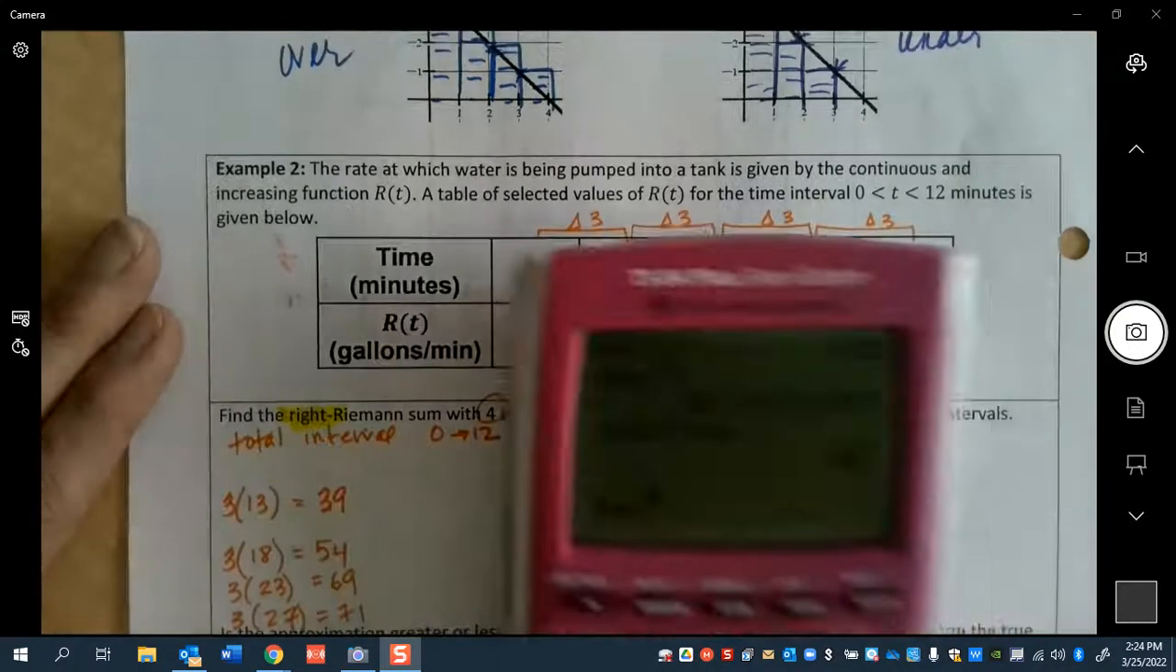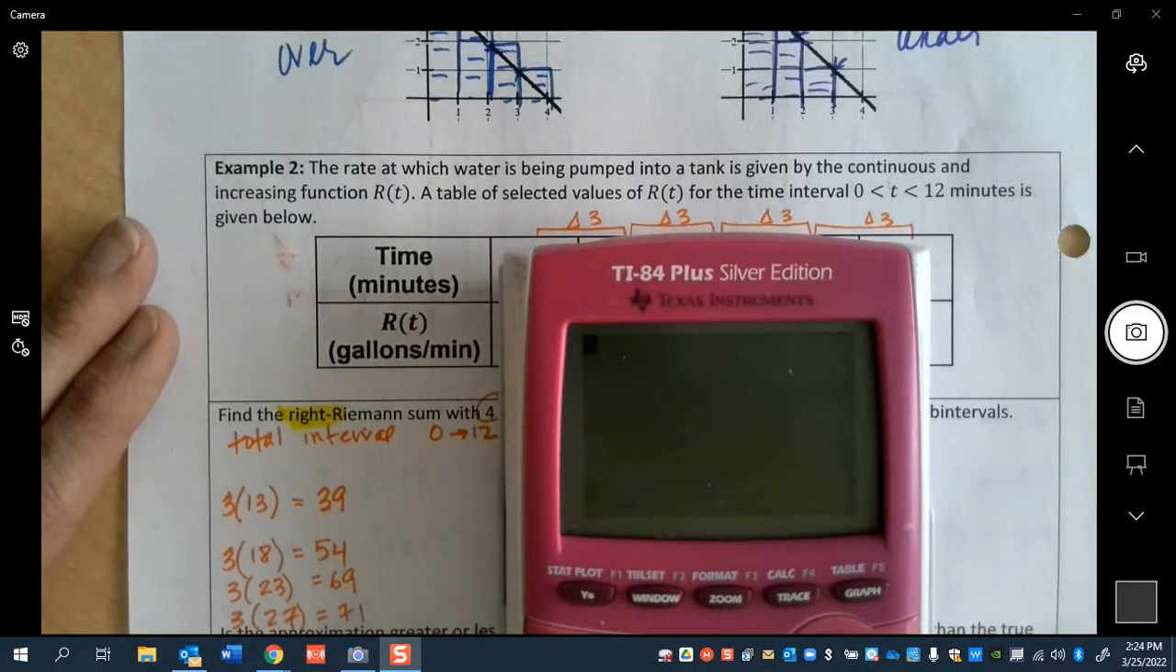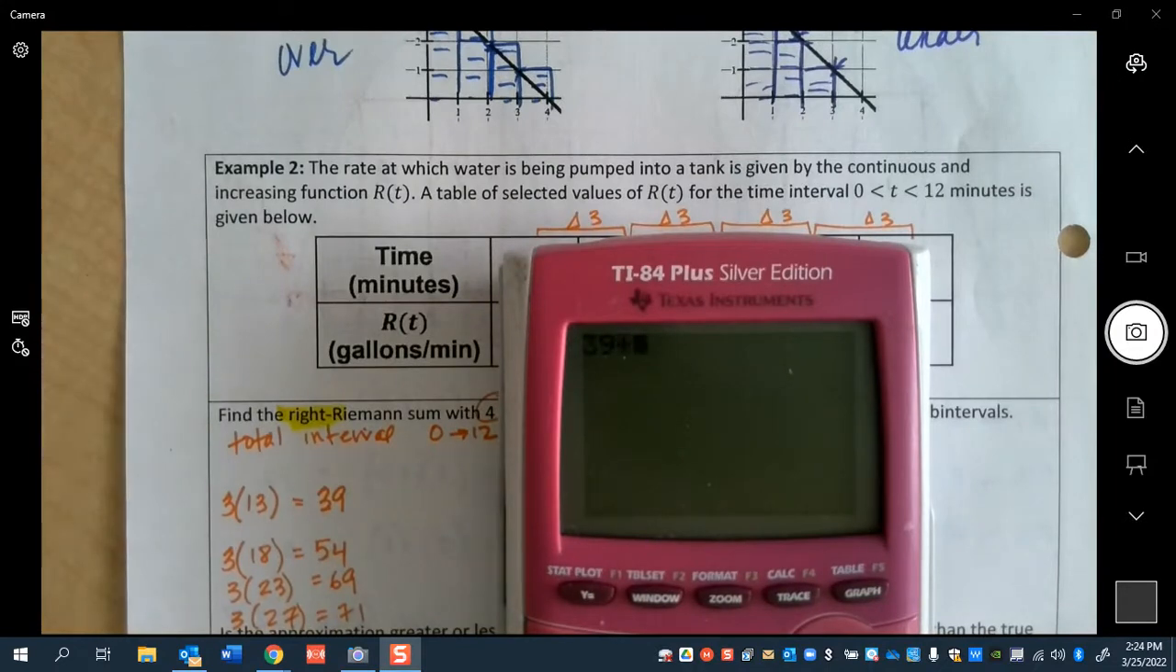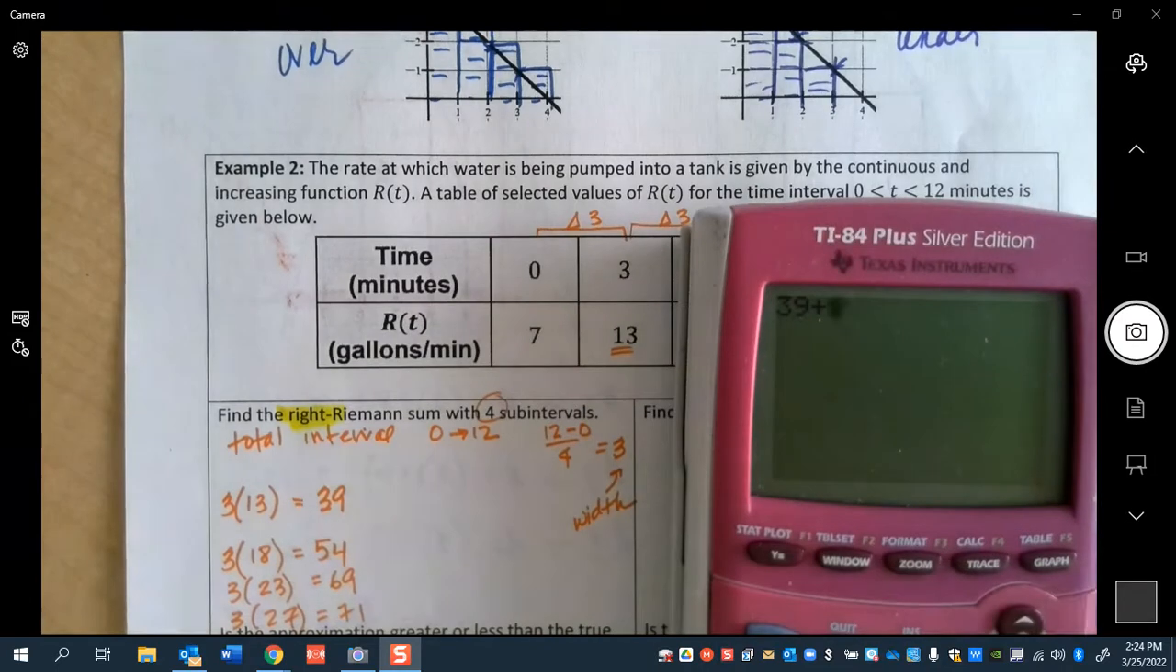All right, so then when I add up all these values together, yeah? 3 times 27 is, isn't it 81? Thank you.